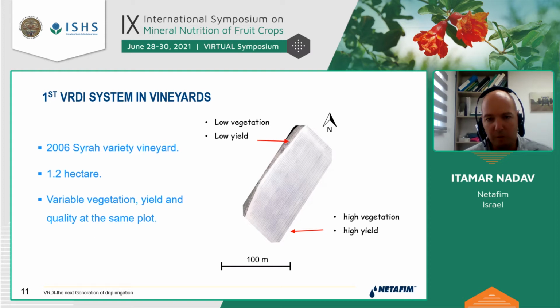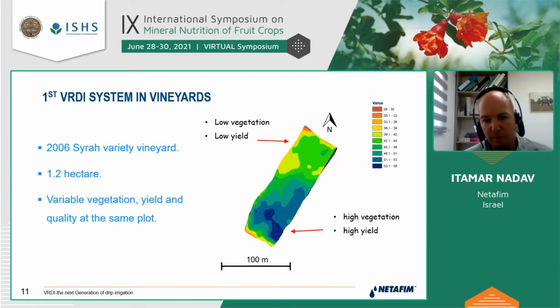And what we found is that at the north part we saw low vegetation and low yield, and in the south of the plot we saw high vegetation and high yield. And as you can see, it's not a big plot, it's only 200 meters from end to end. And if we're looking at the NDVI map of this plot, you can clearly see the pattern that we saw of low vegetation in the north and high vegetation in the south.